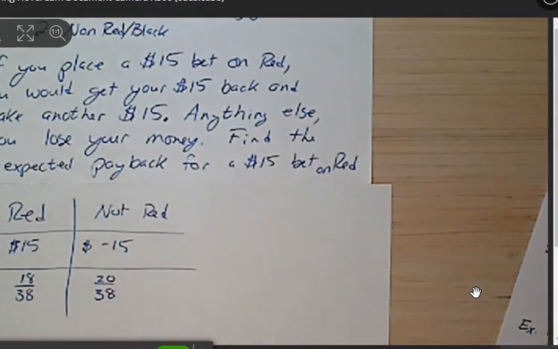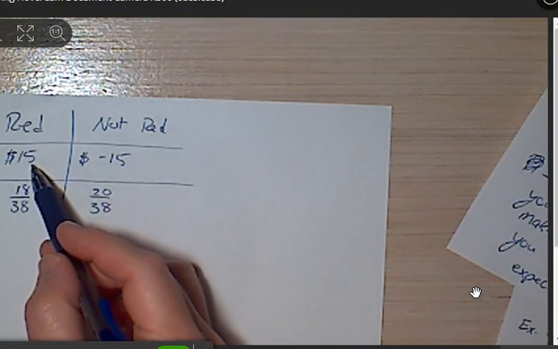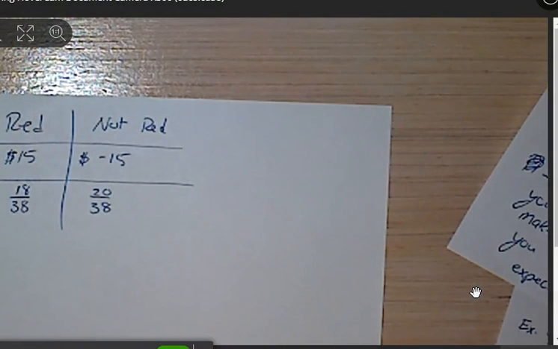And then that's 20 out of 38 that's not red. Now, of course, those aren't in simplest form, but they're going to ask you, in this case, where we're talking about money, to put it in decimal form. So once you've got this set up, you're just going to multiply 15 times 18 over 38.